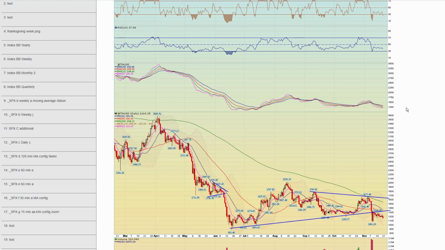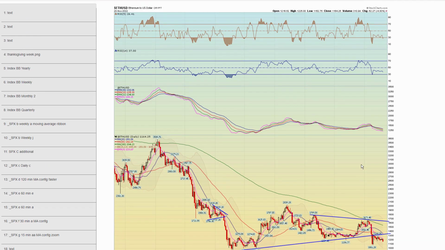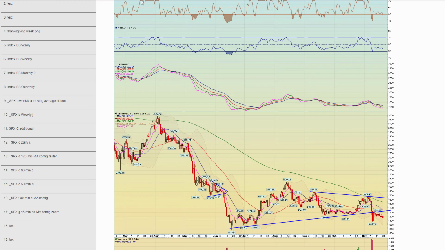Next, chart 56, Ethereum also looks weak here. You can see it broke this pattern last week, breaking to the downside here a little bit. Again, this is another area that concerns me about the market, is the crypto.